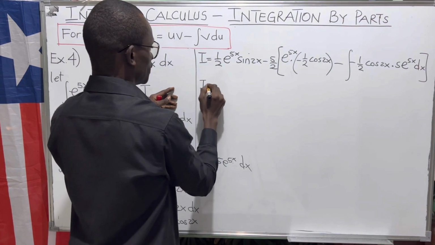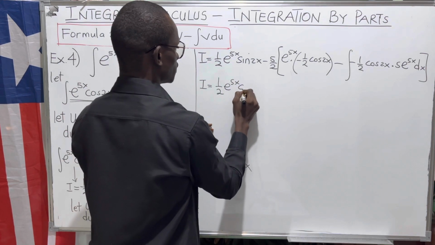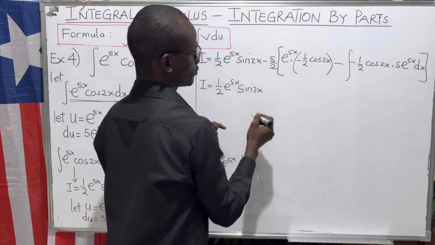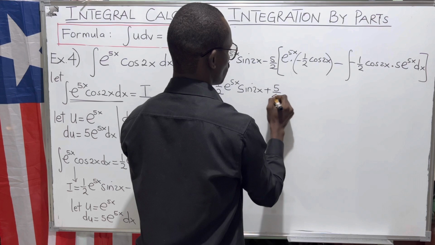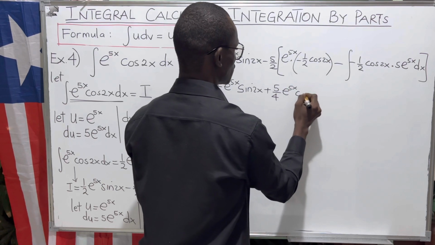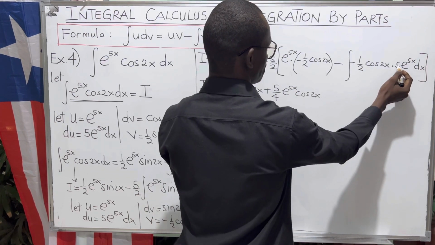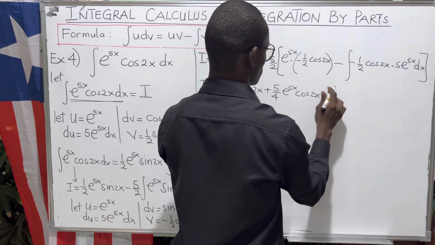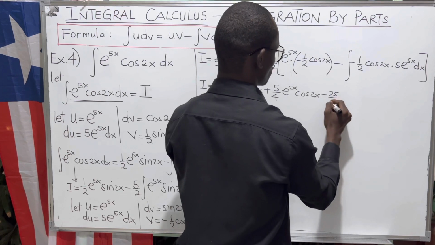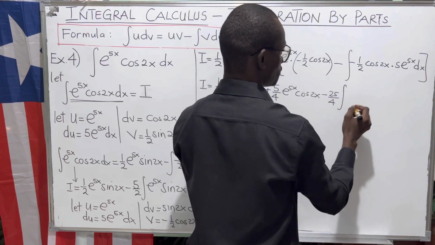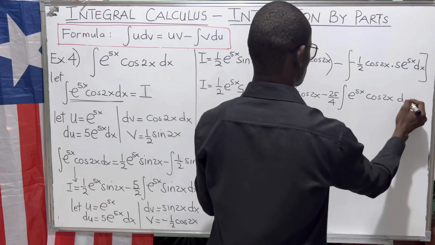So I have r now to be 1 over 2 e raised to the power 5x sine of 2x, and then I can multiply. This time this will give me positive, so it's 5 over 4 e raised to the power 5x cos of 2x. This and this is positive. 5 times 5 is 25, and 2 times 2 is 4. So I'm going to have the integral of e raised to the power 5x cos of 2x dx.